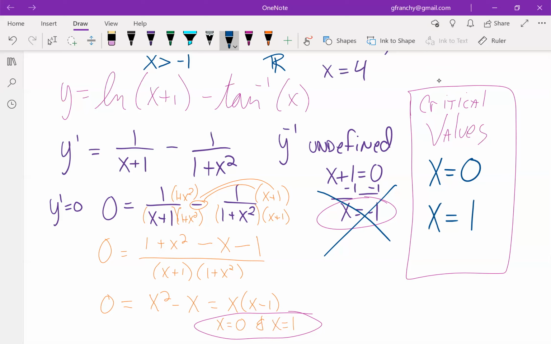So process-wise, find the derivative, see where the derivative is undefined, see where the derivative is equal to 0, and then the points that you get to keep are the points that are in the domain of the original function.